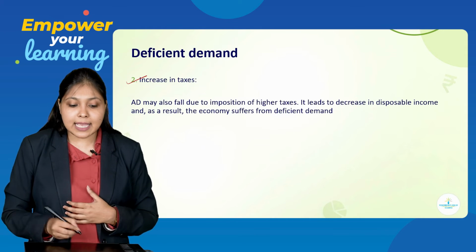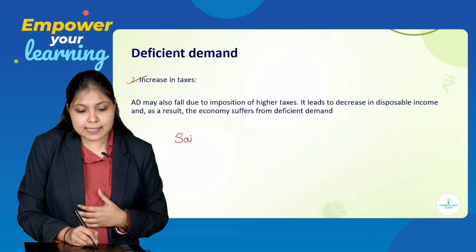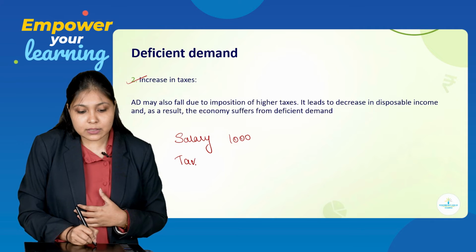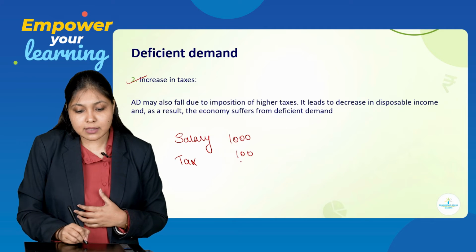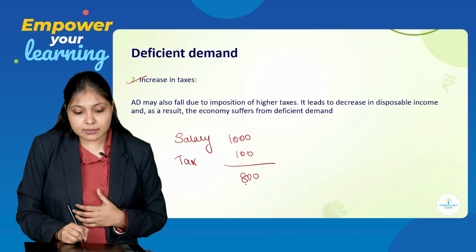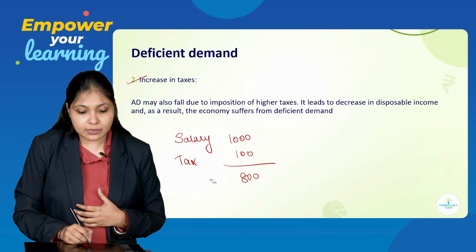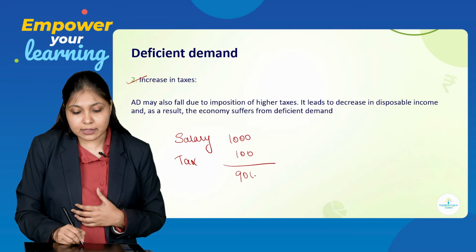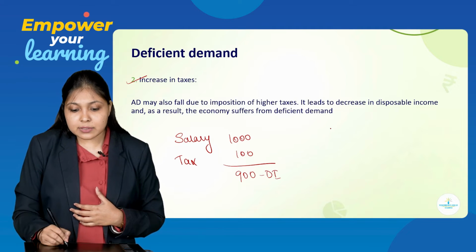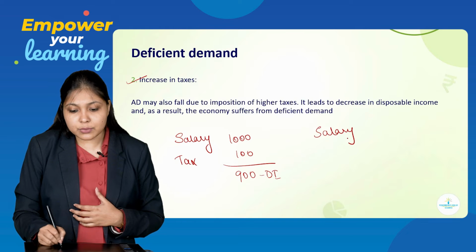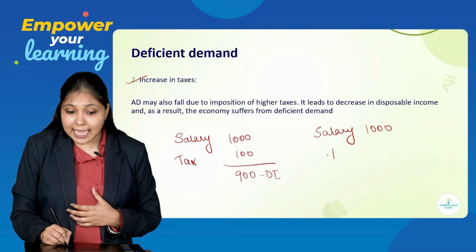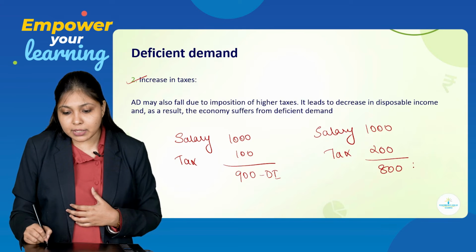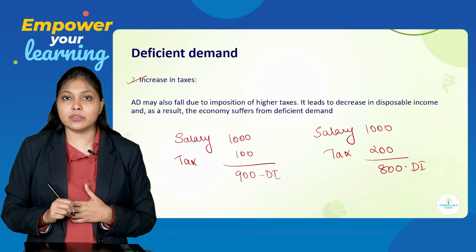Next, increase in taxes. So, again we will take a very simple example. Say suppose salary was 1000 rupees, tax was 100 rupees. Disposable income was 900. Disposable income in the hands of the person was 900. Now salary is 1000 rupees. Tax has increased to 200 rupees. Disposable income reduces to 800.